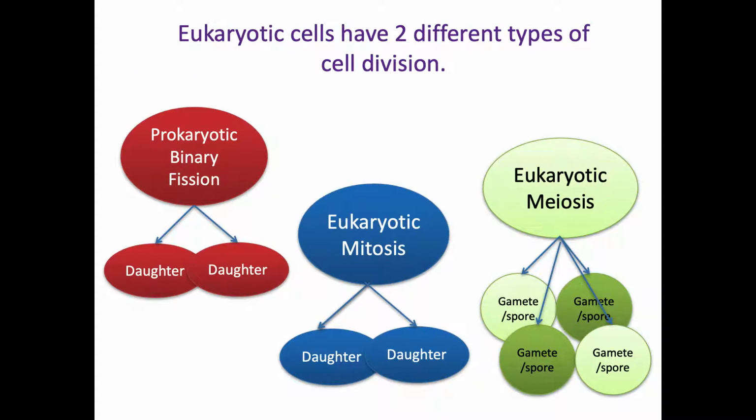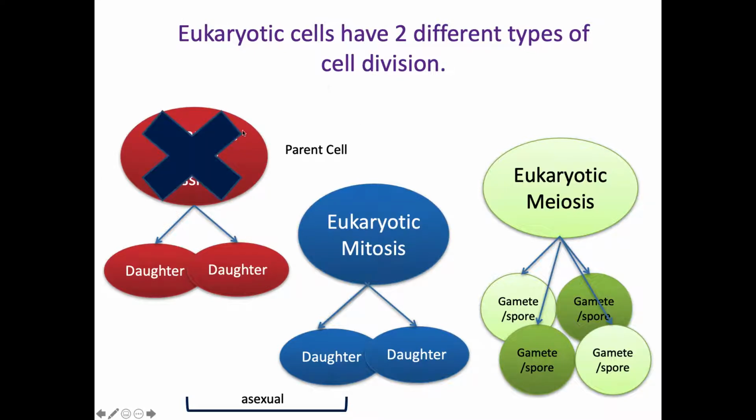If we now include eukaryotic cell division, we end up with three different types of cell division. In the first case, you have prokaryotic binary fission that we've already discussed. It gives rise to two identical daughter cells. Eukaryotic mitosis is similar to prokaryotic binary fission in that it also produces two genetically identical daughter cells from the original parent cell. So both of these types of division are asexual reproduction. In both cases, once the original parent cell divides, it ceases to exist.